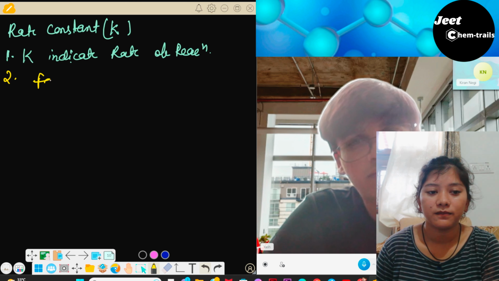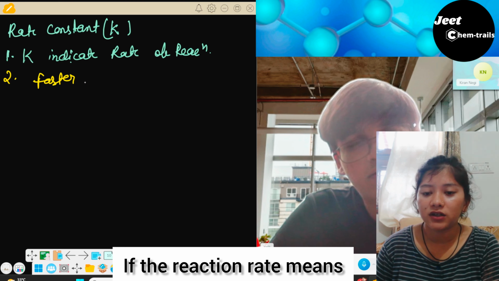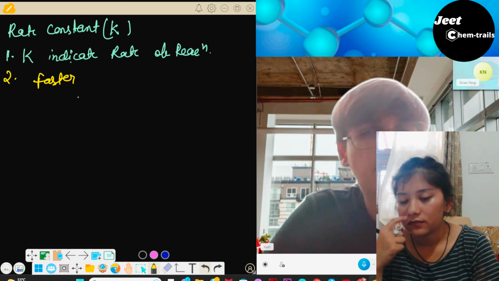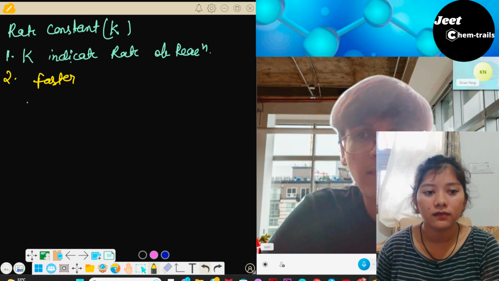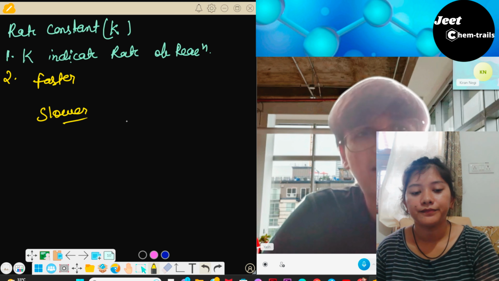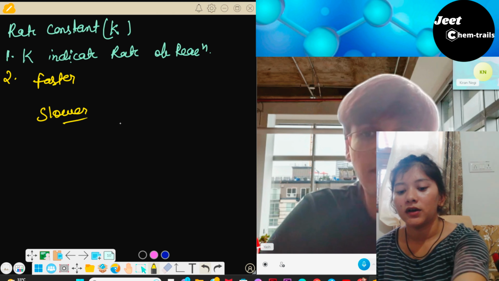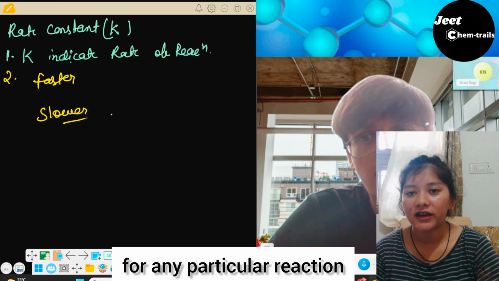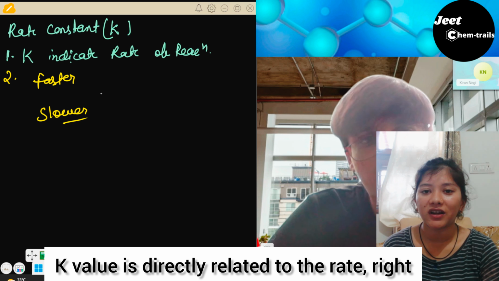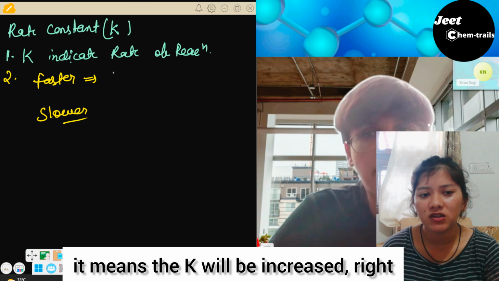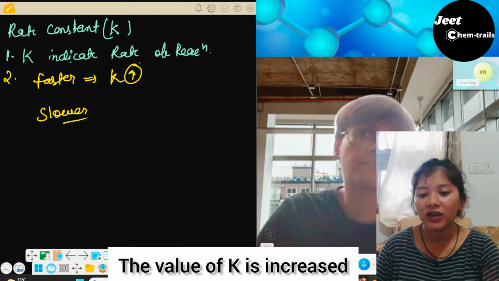If the reaction is faster, let's say the rate is higher, then how can K change? See, for any particular reaction, the K value is directly related to the rate, right? As I told you. So if the reaction is faster, it means K will be increased, right? The value of K is increased.